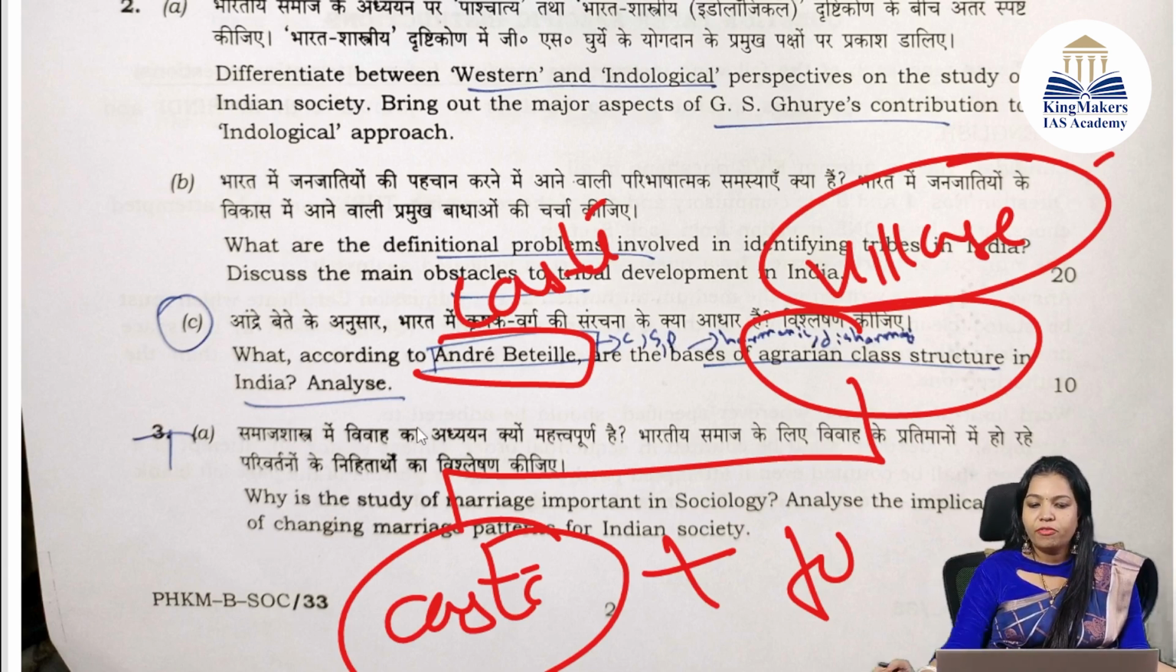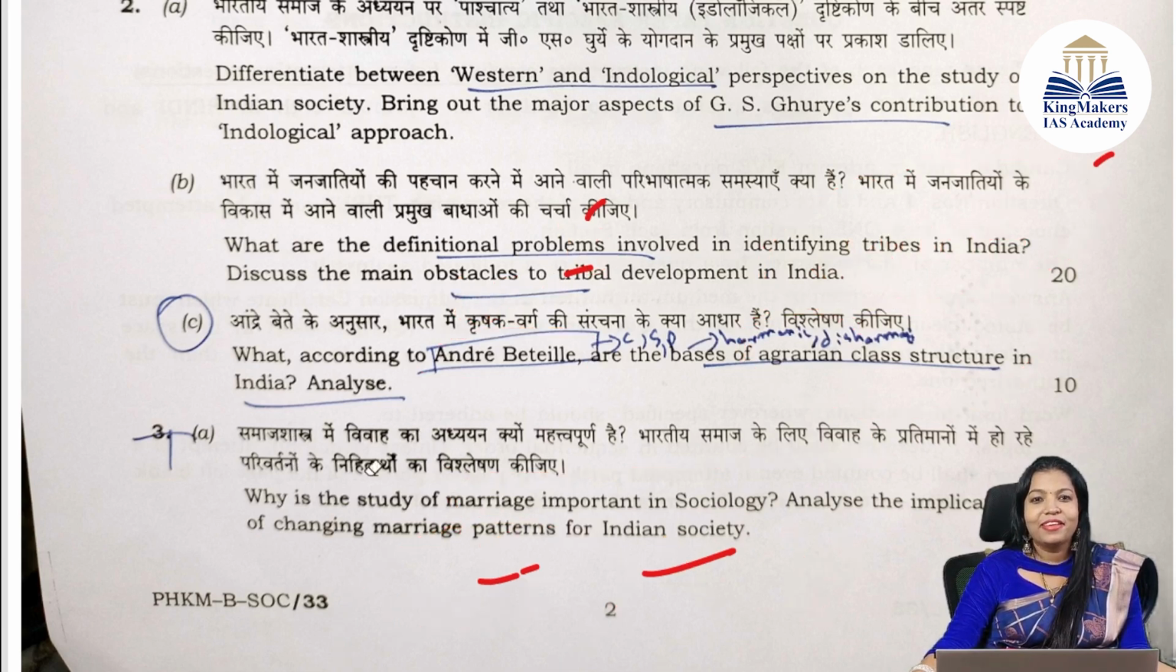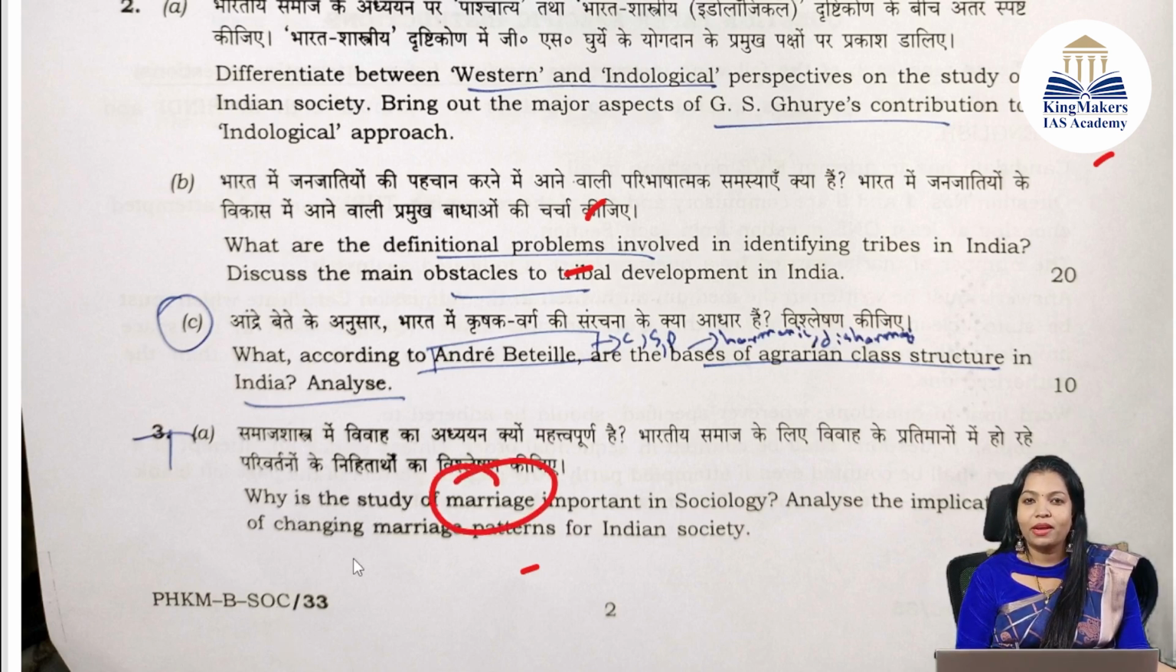Why is the study of marriage important? See, what I felt this year, paper 1 full of marriage and family, paper 2 full of marriage and family. UPSC sociology optional students will be feeling bad whenever they see this marriage topic. Again UPSC is asking, because we are sacrificing a lot of things in UPSC preparation. Now let's see what the question is: why is the study of marriage important in sociology?